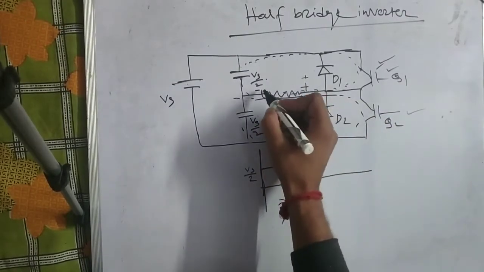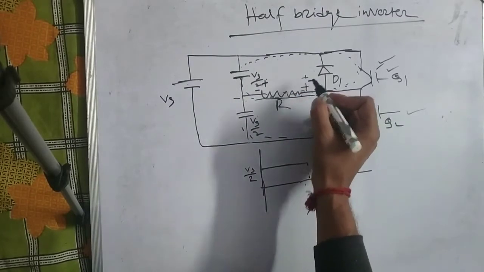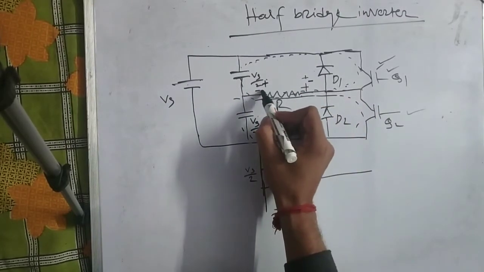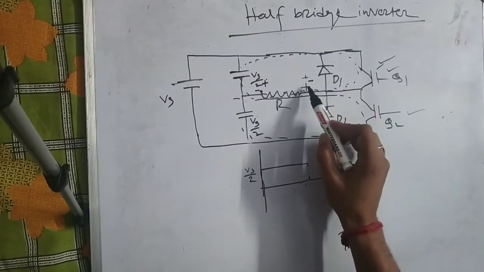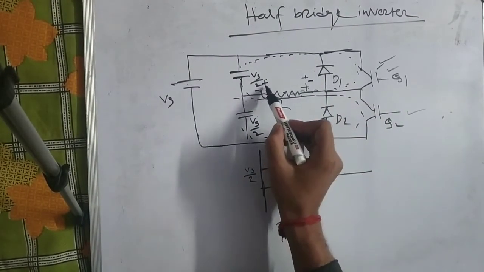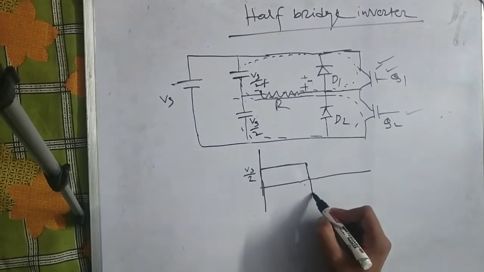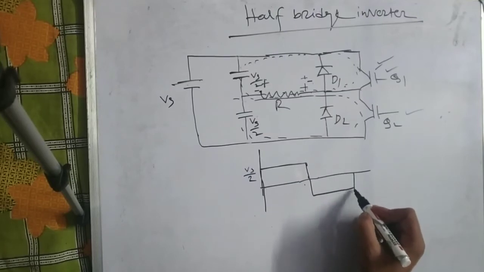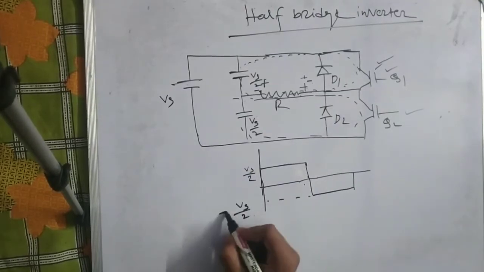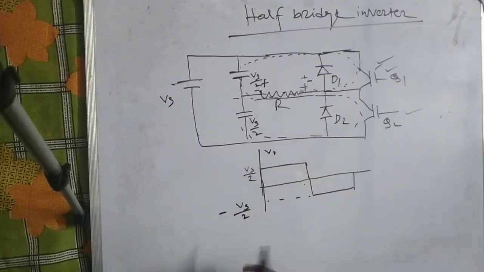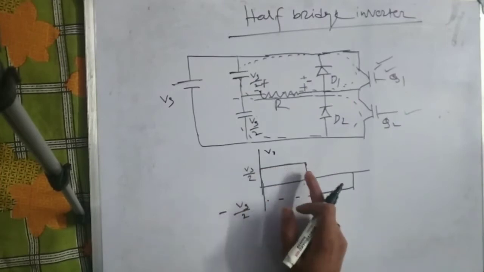So now the polarity of this voltage will change. This will be positive and this negative, because current is entering this load resistance terminal. If we take the earlier reference as positive, we now get this as negative, and the value is minus Vs by 2. So this is minus Vs by 2, and this is the load voltage waveform.